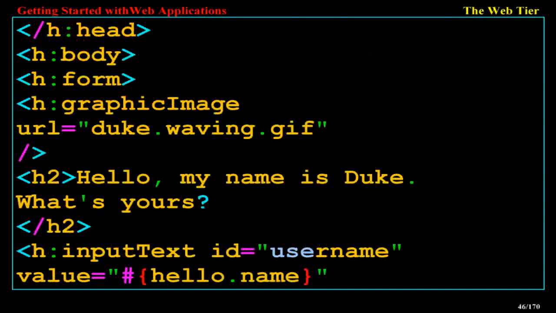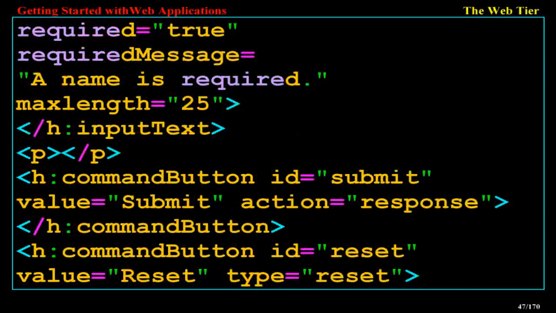h:form. h:graphicImage url="#{resource['images:duke.waving.gif']}". h2: Hello, my name is Duke. What's yours? /h2. h:inputText id="username" value="#{hello.name}" title="My name is:" required="true" requiredMessage="A name is required." maxlength="25". /h:inputText. p.